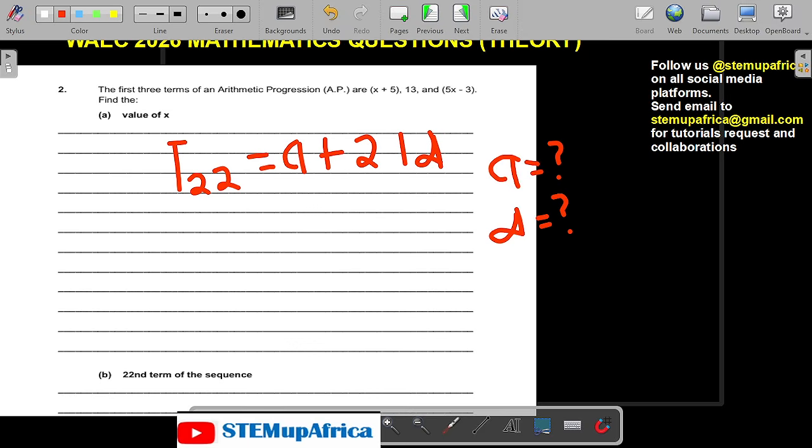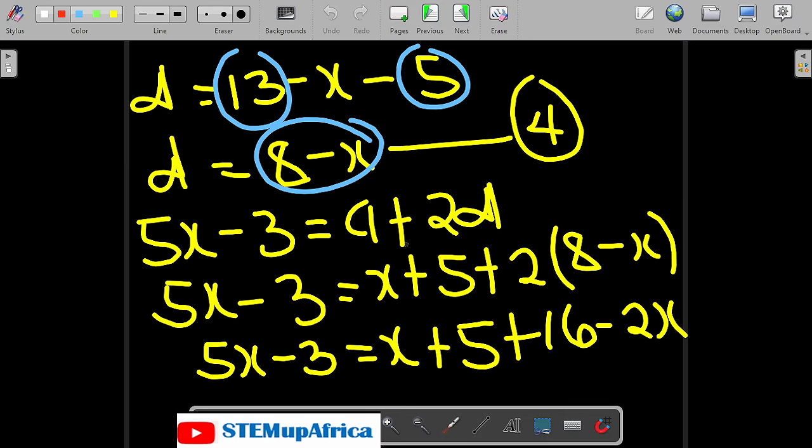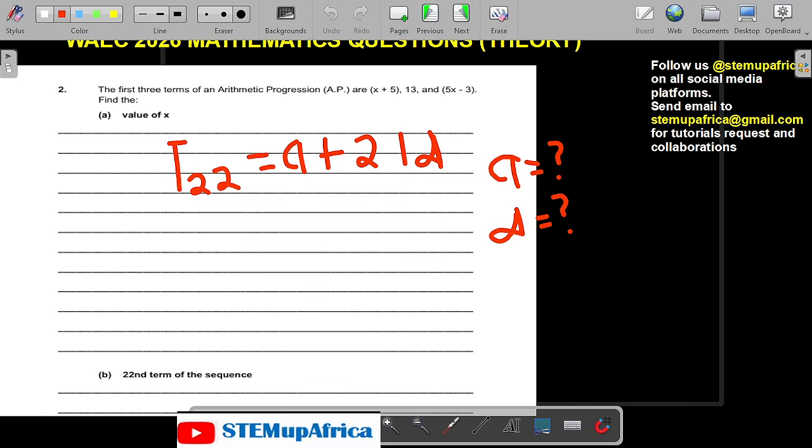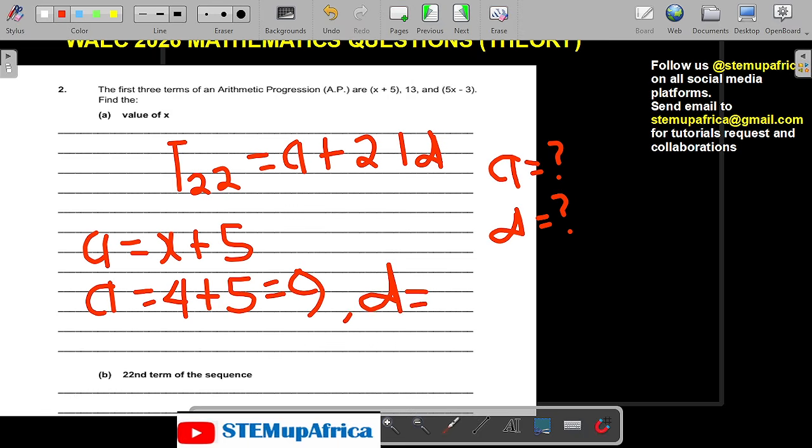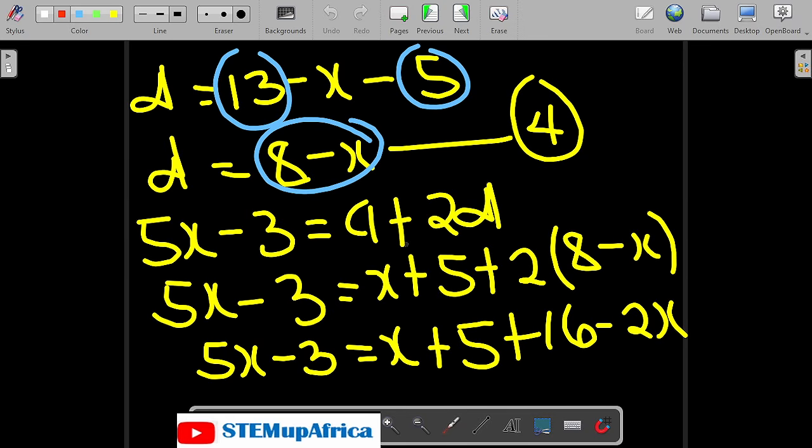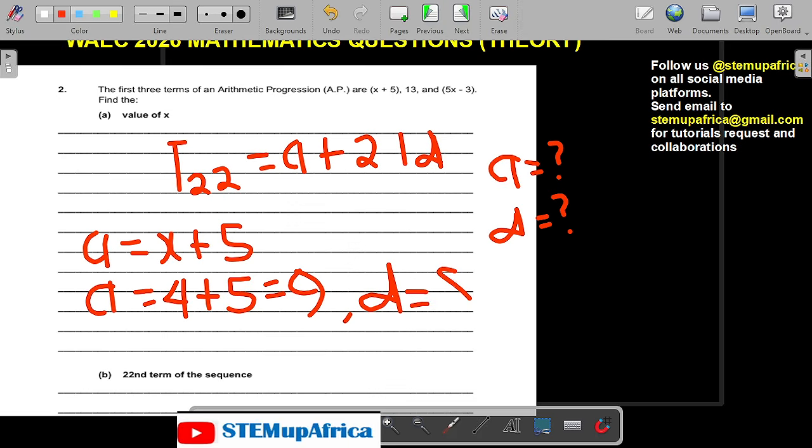So we know that our a was x plus 5, that is the value of a. So a is equals to x plus 5. My x is 4, so I'm having 4 plus 5. That will give me 9. What about my d? Let's recover the value of d. Our d is 8 minus x. That means 8 minus 4. D will give us 4. Now my a is 9, my d is 4.